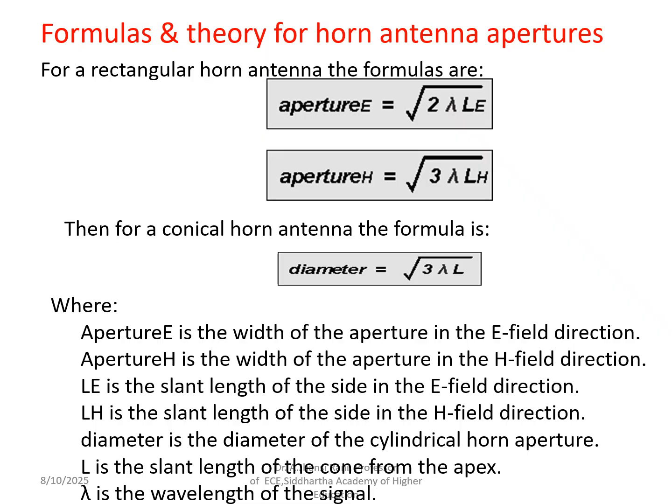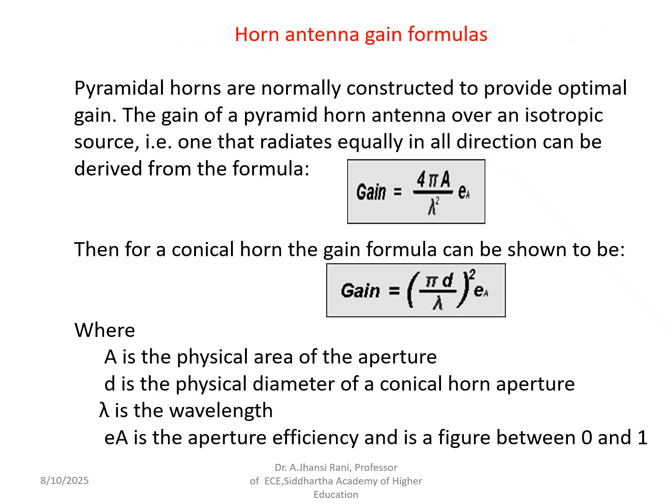Here aperture E means the width of the aperture in the E field direction, aperture H is the width of the aperture in the H field direction, LE is the slant length of the side in the E field direction, LH is the slant length of the side in the H field direction. D is the diameter of the cylindrical horn aperture. L is the slant length of the cone from the apex. Lambda is the wavelength of the signal.